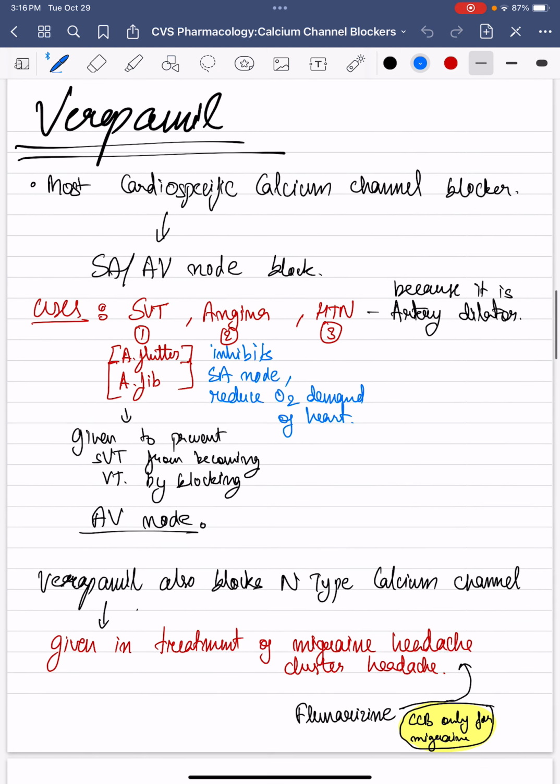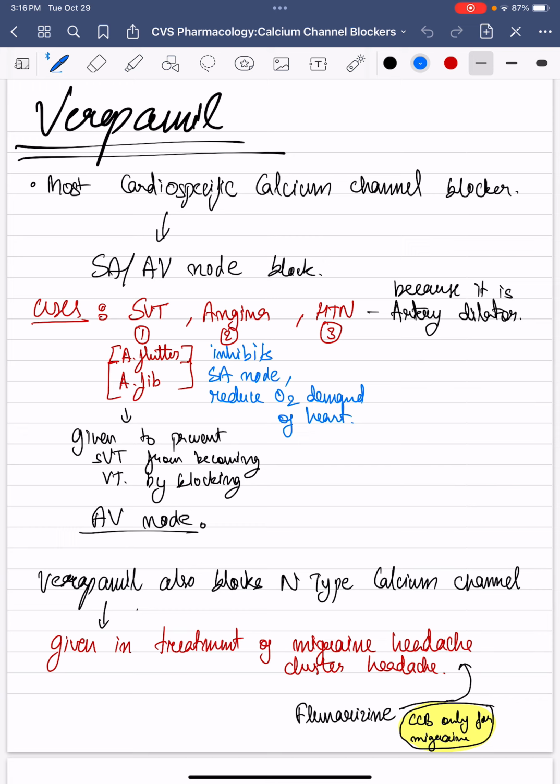So let's study verapamil. Verapamil is the most cardio-specific calcium channel blocker. It works on the L-type calcium channels that are on the cardiac muscles. So they are responsible for SA and AV node block, because it is the most cardio-specific and prefers working on the heart directly compared to the blood vessel.